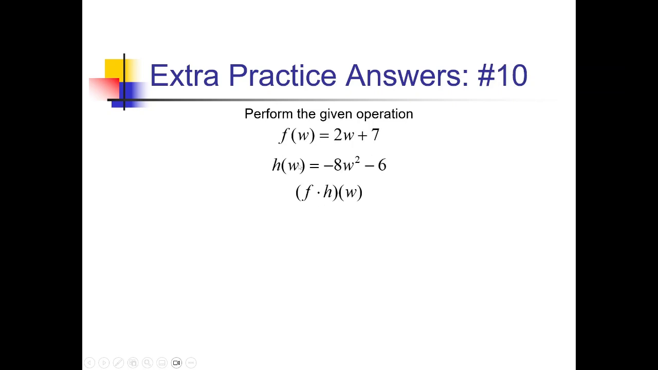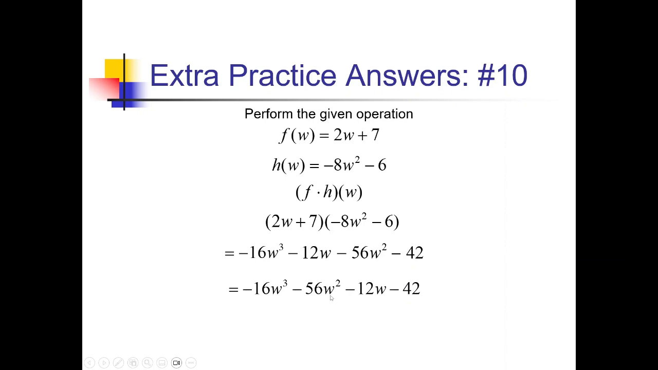For this last one, we're doing f times h of w, so essentially multiplying these. So 2w plus 7 times negative 8w squared minus 6. And for this, I'm just going to FOIL this out. So firsts gives me negative 16w cubed. Outers, 2 times negative 6 is negative 12w. Inners, 7 times this is going to be negative 56w squared. And then we have 7 times negative 6 for negative 42. If you want to, you can put it in order. So negative 16w cubed minus 56w squared minus 12w minus 42.